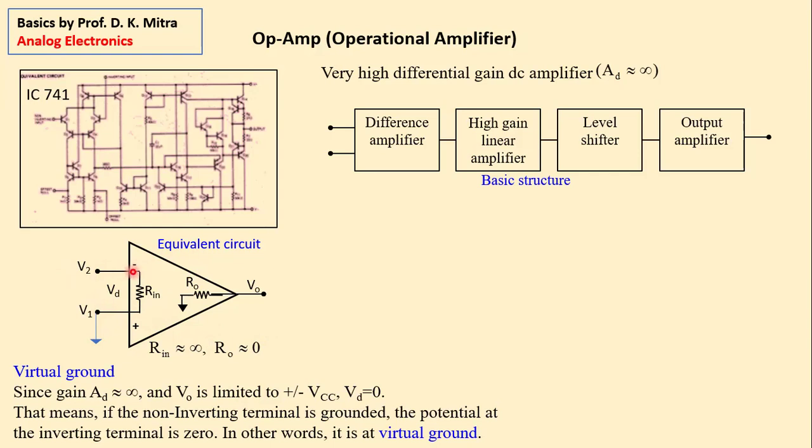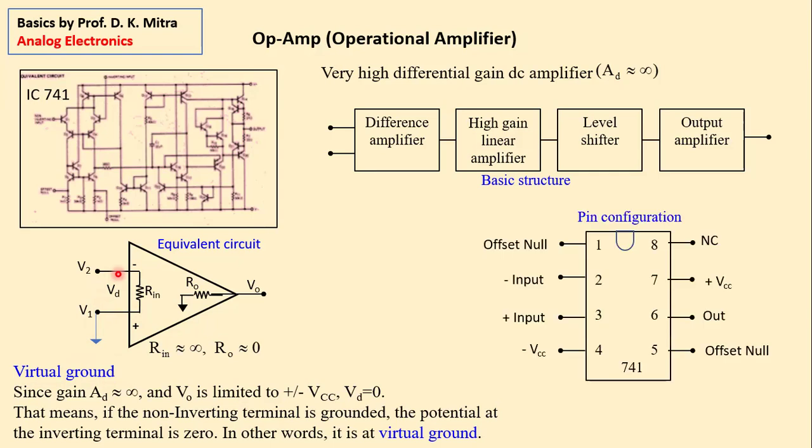This being virtually at 0, this is called virtual ground. This term is very common in op-amp application. Sometimes they ask you what is virtual ground. If the non-inverting input is grounded, the inverting input also will appear to be grounded because it will be forced to 0 potential. And that is called virtual ground.